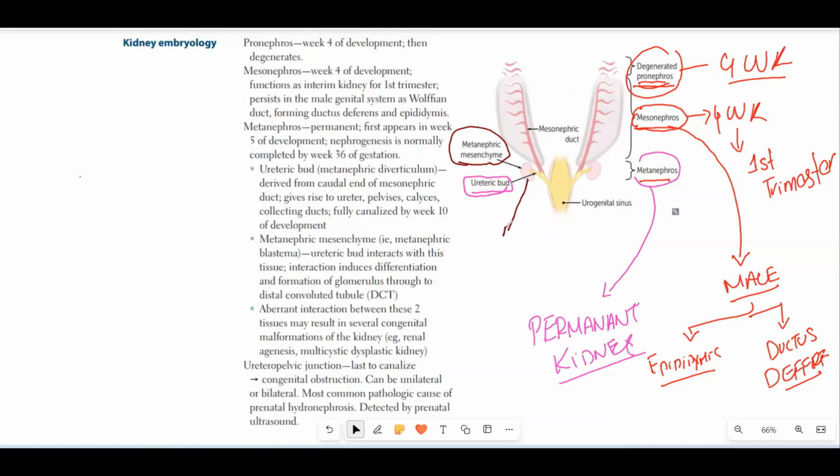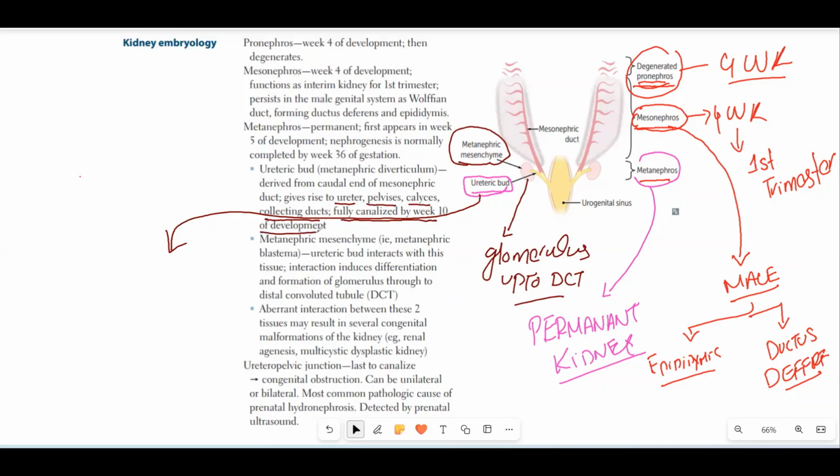this metanephric mesenchyme differentiates into the glomerulus up to the DCT. The derivatives of the ureteric bud are the ureter, pelvis, calyces, and collecting duct, which fully canalize by week 4 of development. Abnormal interaction between the ureteric bud and metanephric mesenchyme leads to renal agenesis and multicystic kidney disease.